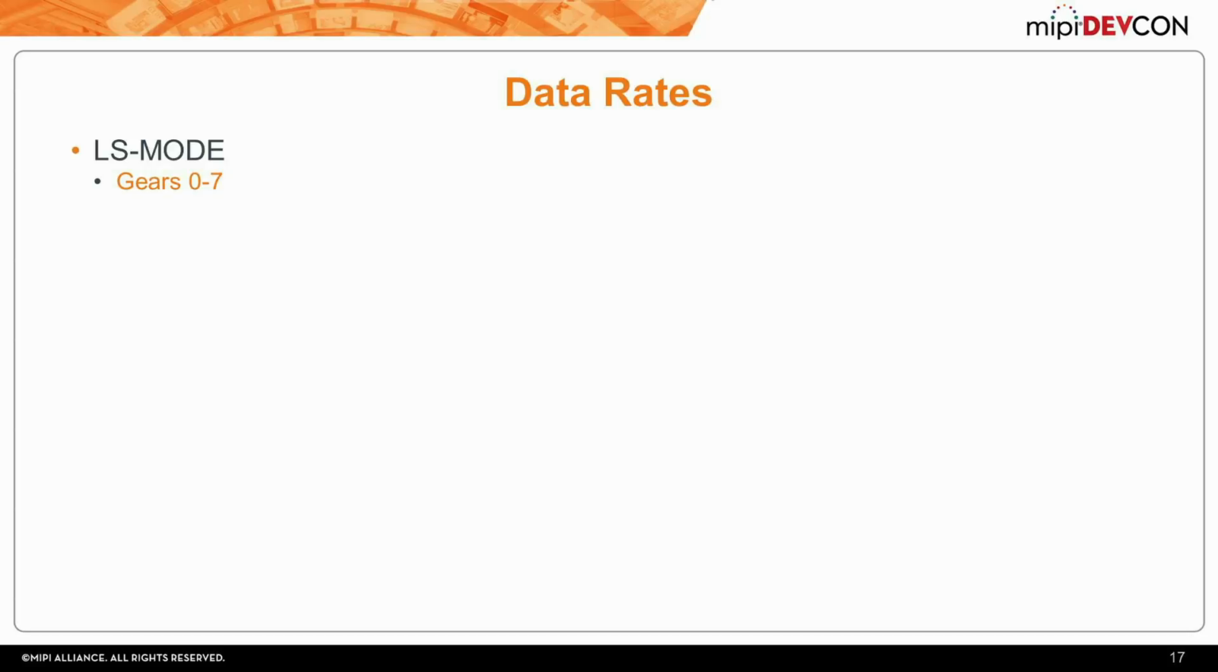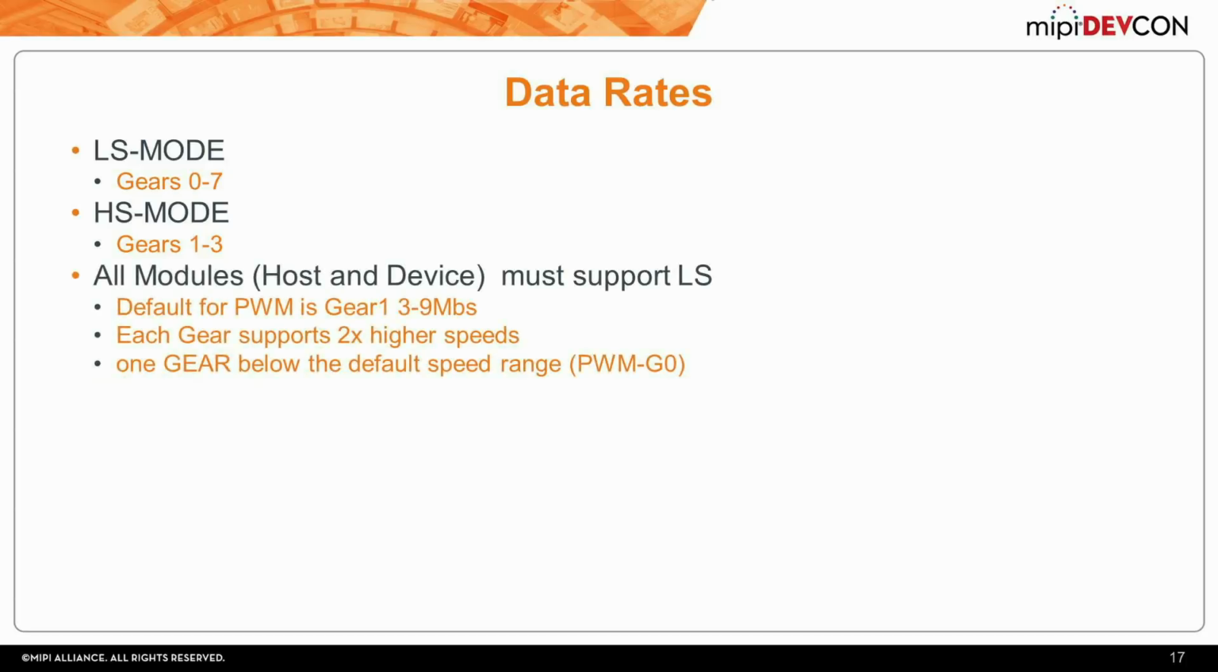These are known as gears 0 to 7, with gear 1 being the default and must be supported. And then high speed mode has currently 3 gears, moving to 4 gears, as I'm sure you're aware. And these are in the multi-gigabit range. So these are right up there with the high-speed protocols like USB and PCI Express. So all modules must support low speed. The default is gear 1, which is in the 3 to 9 megahertz range, so our megabit per second range. And then each gear multiplies that by 2. That's true of the low speed and high speed, as we'll see in a second.